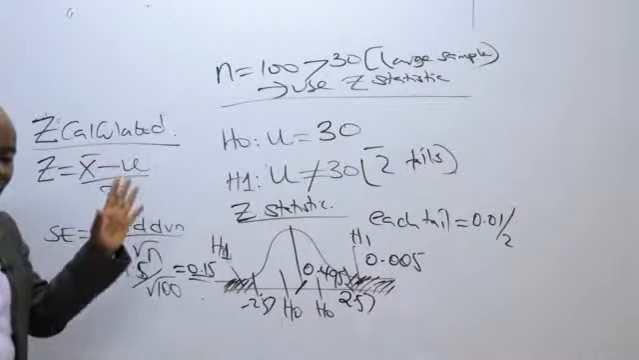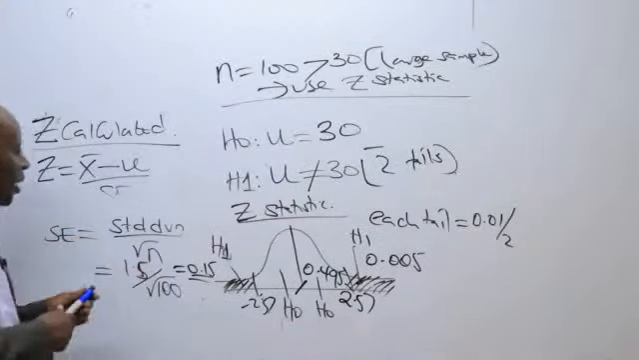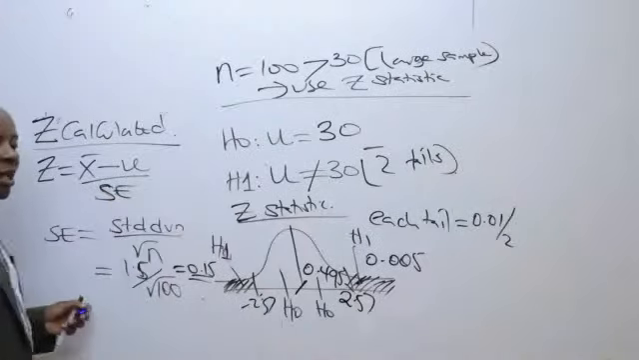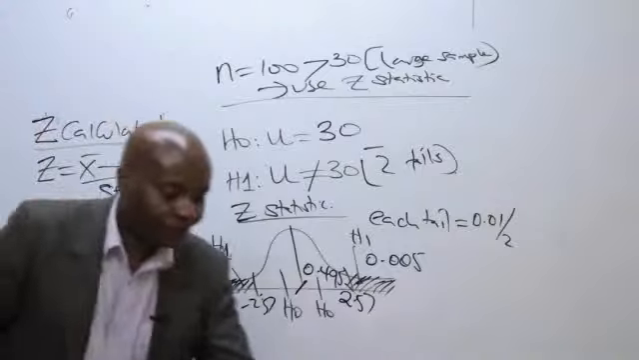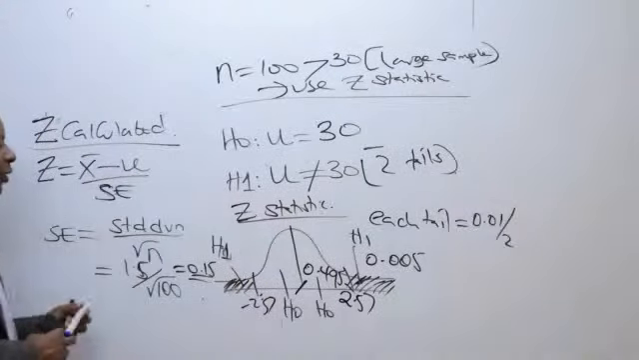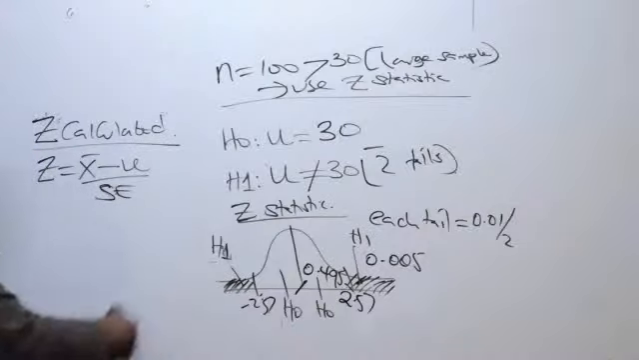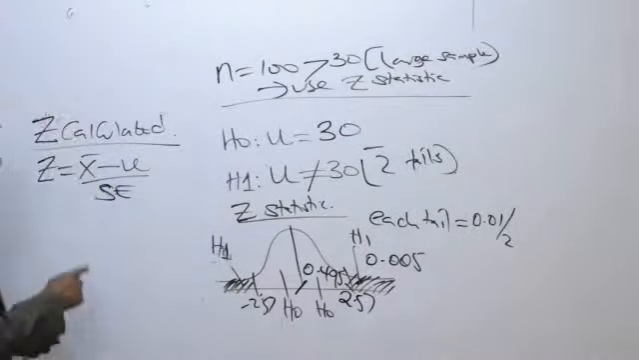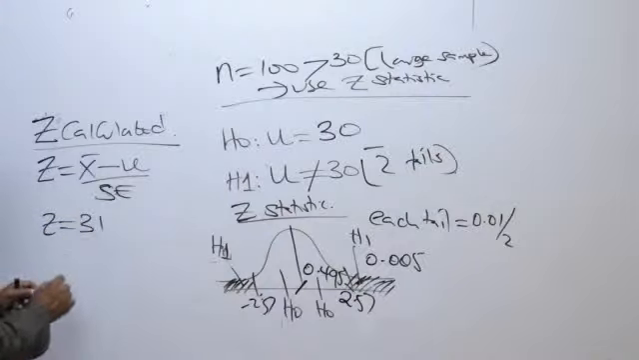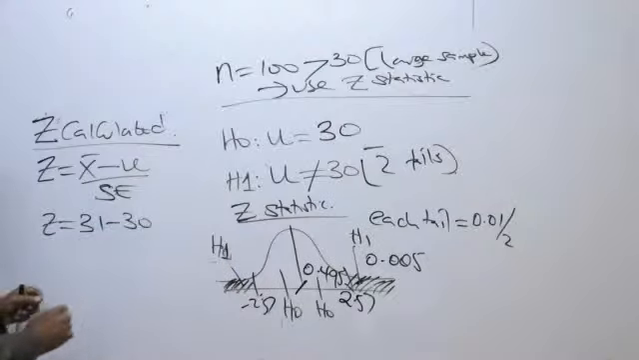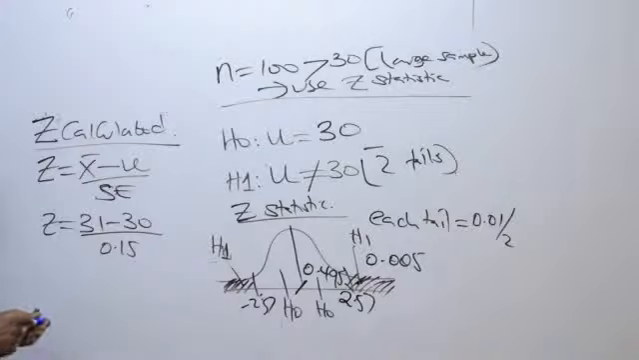Now, having gotten the standard error, I know where I'm supposed to be using it. So my z-score at the end of the day will be equal to what? My z-score should be equal to x bar. They have told me the sample mean is 31. The population mean was 30, all over 0.15. So could you kindly give me this answer?